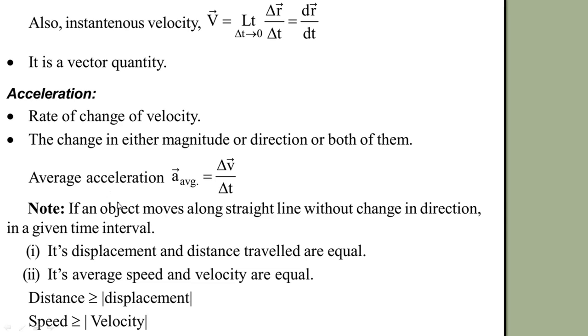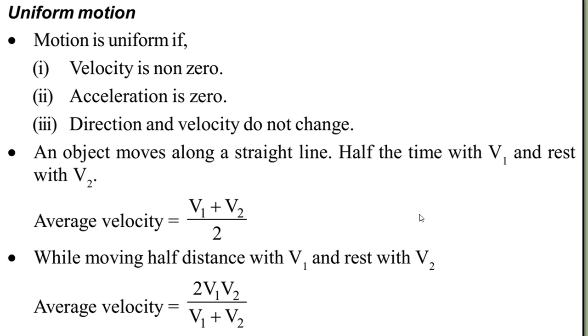So note: if a body or object moves along a straight line without change in direction in a given interval of time, its displacement and distance traveled are equal, and its average speed and velocity are equal. So distance is greater than or equal to displacement, and speed is greater than or equal to velocity. These are the most important points to note. Then uniform motion. If velocity is non-zero, acceleration is 0, and the direction and velocity do not change, then the motion is called uniform motion.